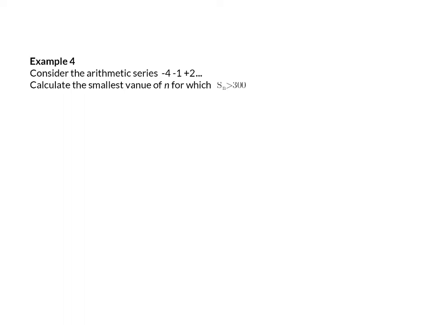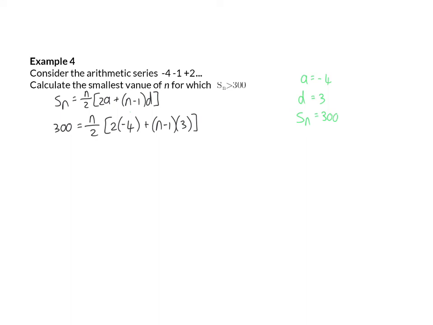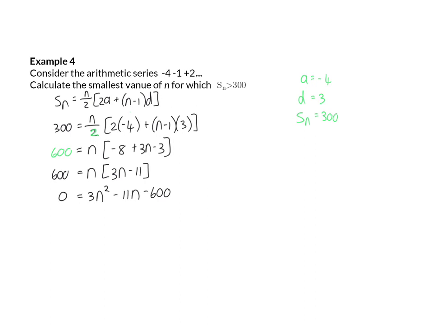So, we already know that a is minus 4, and we already know that d is 3. We also know that the sum that we are focusing on is 300. I'm going to substitute what we know into the sum formula. It will then look like this. Once again, to get rid of the divided by 2, I'm going to multiply by 2 and get 600 on the left. And I'm going to simplify inside my bracket. I'm going to simplify further and then multiply in.